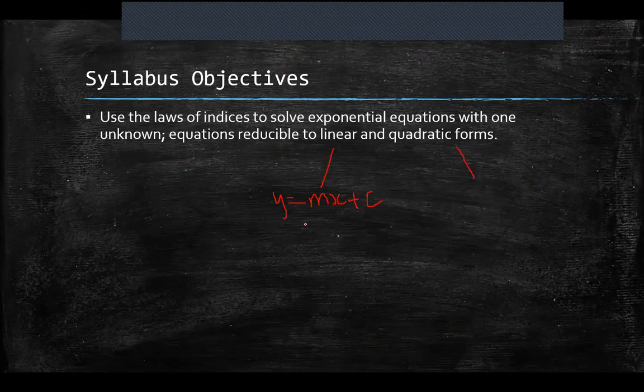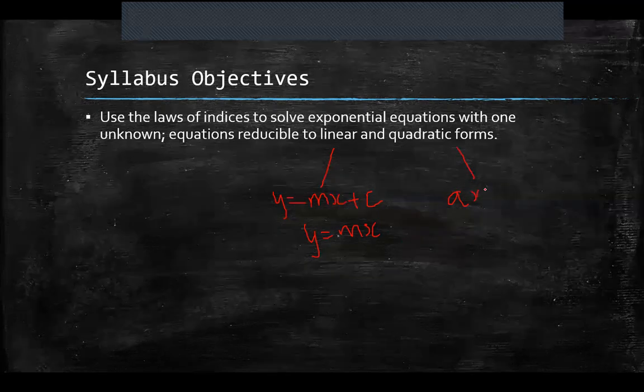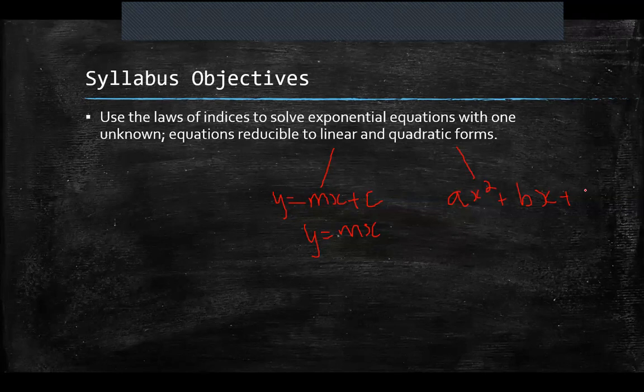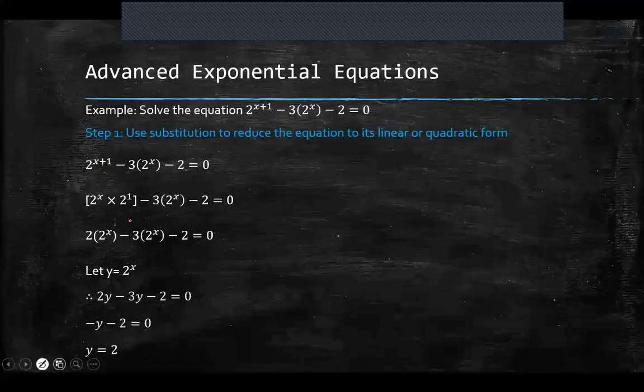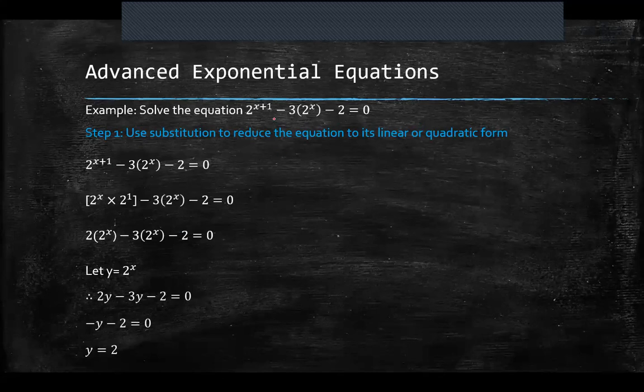Quadratic, or you might see y is equal to mx plus c for linear. Quadratic is this form, ax squared plus bx plus c. So that's what they mean. The equations can be reducible to linear or quadratic forms. So let's just go back to what we were doing. Use substitution to reduce an equation to its linear or quadratic form. So this is what we have.